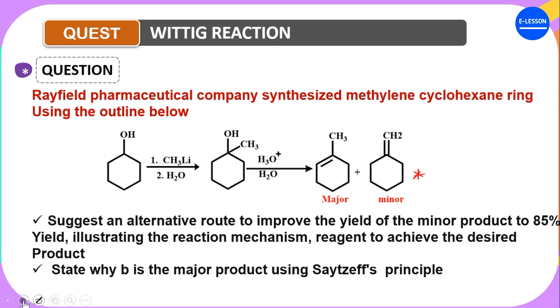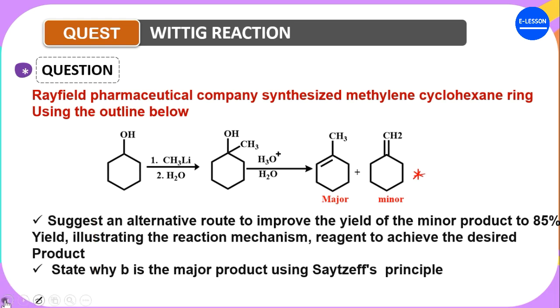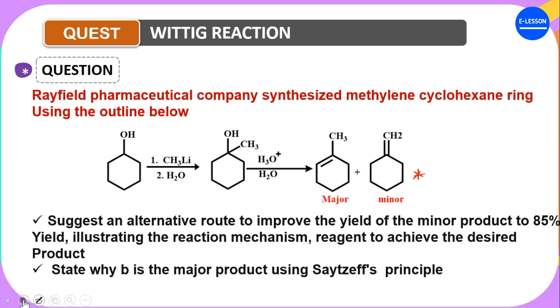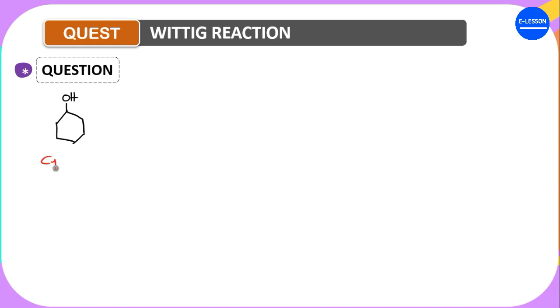So let's suggest it. We are just asked to write the reactions and the reaction mechanism, so we are going to write the reaction first. I think we've done this before. Something given to us was this, with OH. The name of this reactant is cyclohexanol.